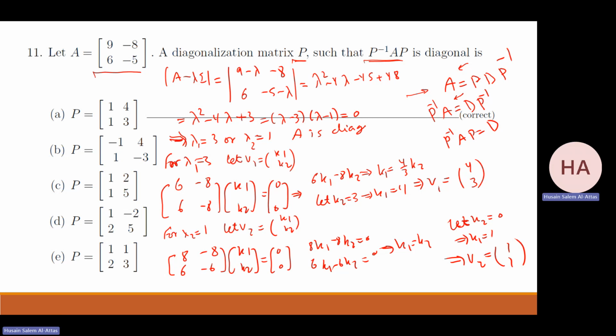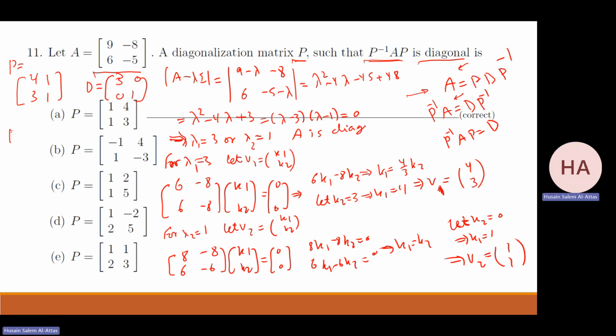Now he said they wanted to be the diagonal. So there is no problem. Now if I put V1 like what I'm doing, 4, 3, and 1, 1, this is my P. What will be my D? It will be 3, 0, 0, 1, which is diagonal.